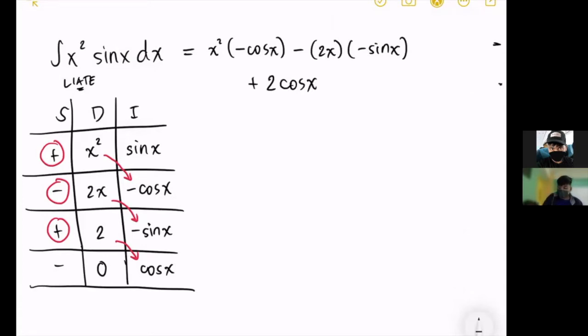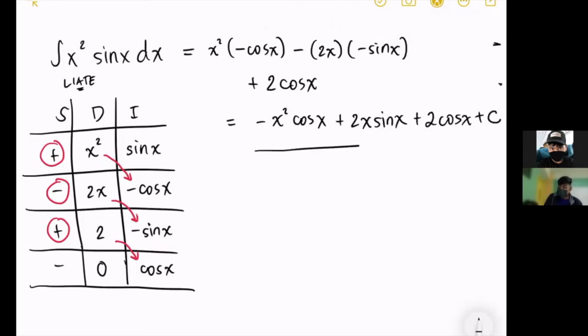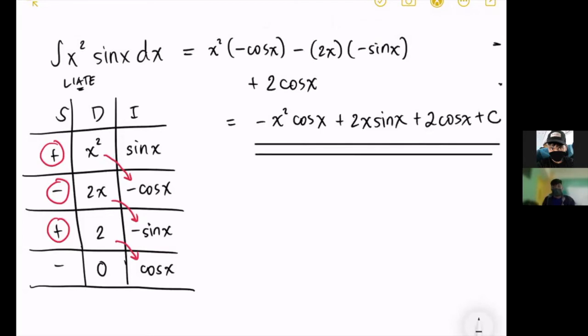So simplifying, we get negative x squared cosine x plus 2x sine of x plus 2 cosine of x plus c. And there you have your final answer. Madali lang, di ba? Let's try another example.